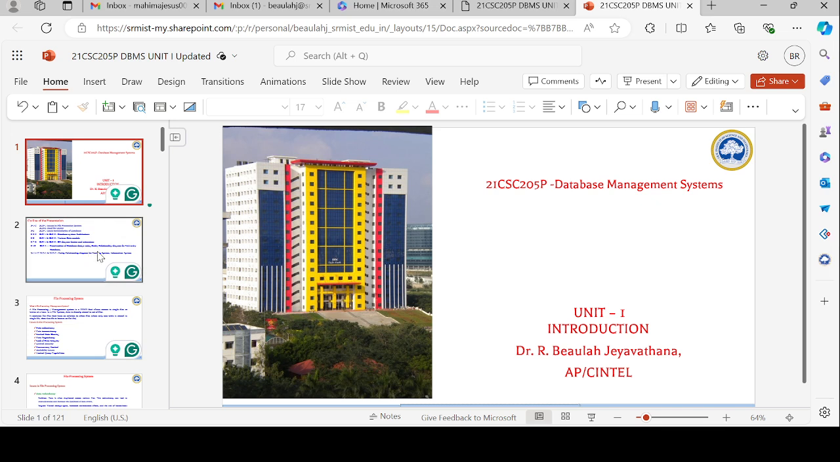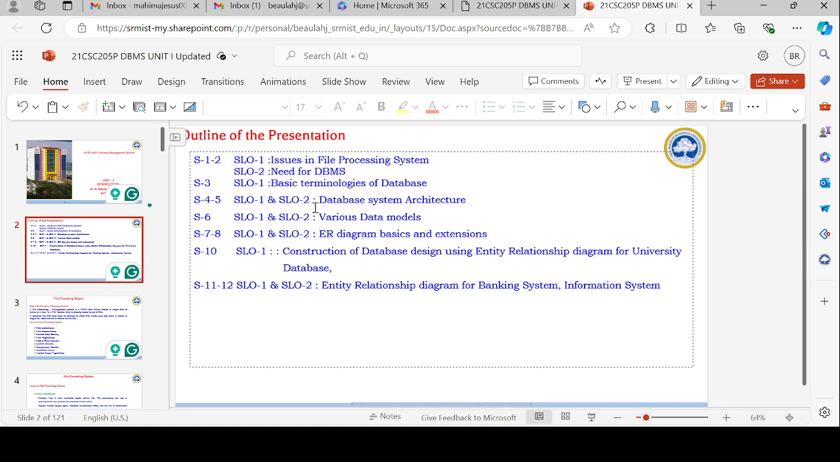I have prepared some PPTs for 21 CSC 205P Database Management Systems for second year students. So here in this database management system syllabus, there are totally 5 units, that is 5 modules. Each and every module contains 12 sessions, so totally 60 sessions for this particular subject. So here 12 sessions for this first module. We are going to see the first 3 sessions in this PPT.